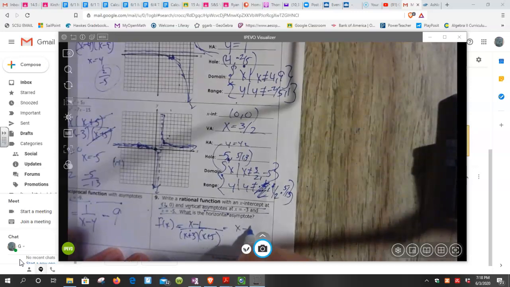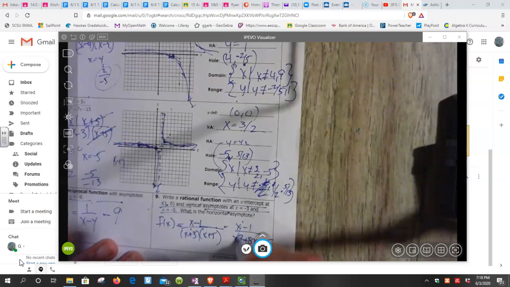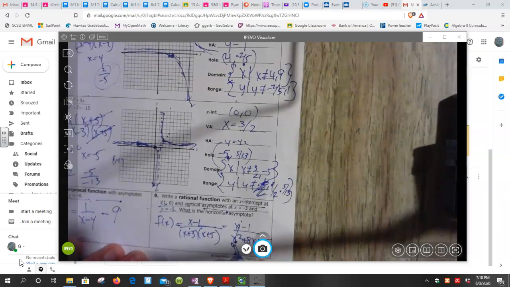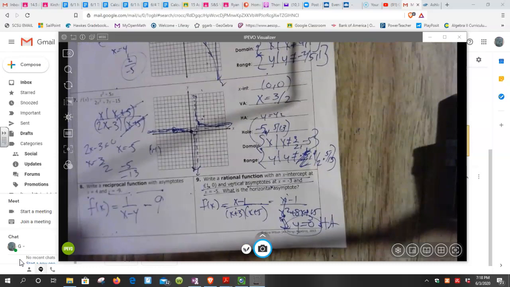So in order to know what the horizontal asymptote has to be, if you multiply that out, you'd get x minus 1 over x squared plus 8x plus 15. And so if you take the horizontal asymptote, the denominator has a higher degree, so that means it's going to go towards y equals 0. So that's our horizontal asymptote, y equals 0. There you go.